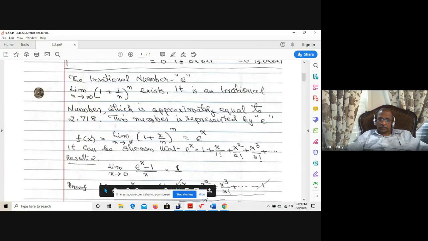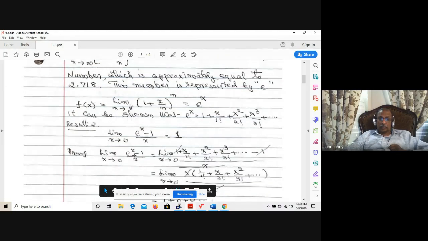f(x) is equal to, this is a natural exponential function. Limit as n approaches infinity, (1 plus x over n) to the power of n is denoted by e to the power of x, and this is called the natural exponential function. It can be shown that e to the x is equal to 1 plus x over 1 factorial plus x squared over 2 factorial plus x cubed over 3 factorial, etc. It is an infinite series. You will see this series in chapter 11 later.